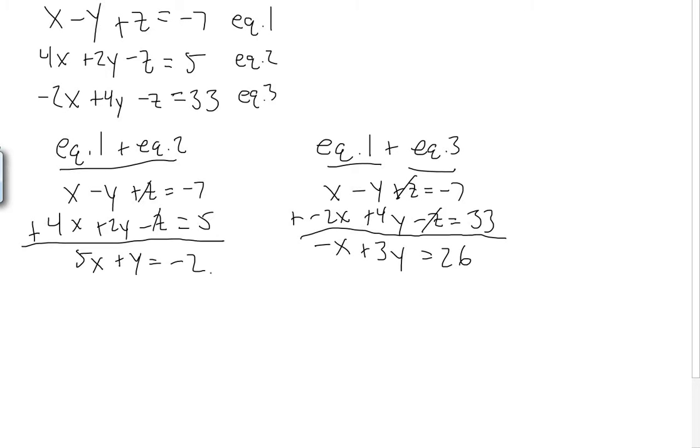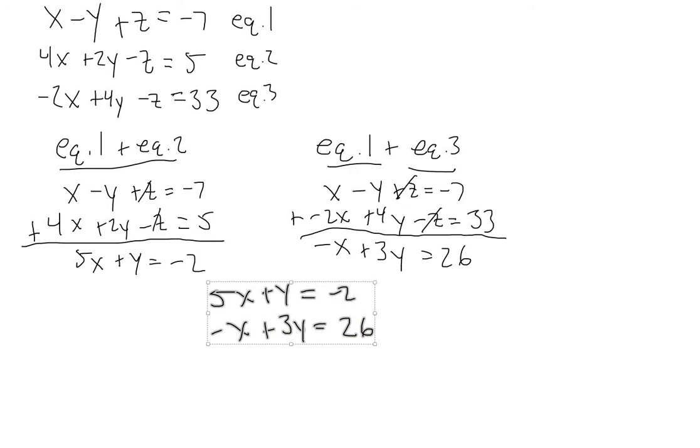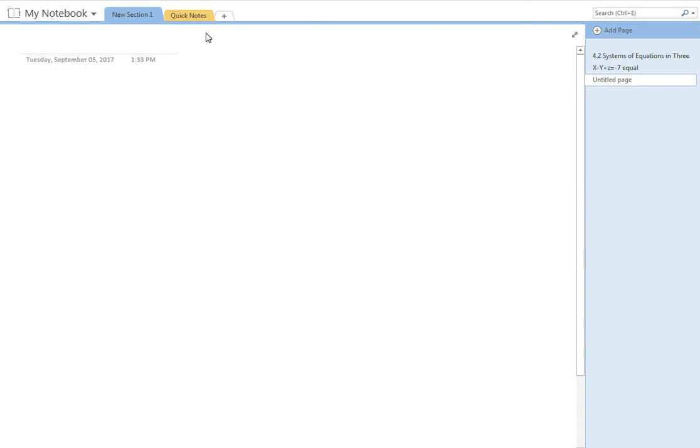So I chose 2 different pairs of equations. I eliminated the z's twice, and now I have a different set of equations in 2 variables. Some people will call this equation 4, some people will call this equation 5. I don't want you to get lost in the numbering. The idea is you have 2 equations in 2 variables. If you take 5x plus y equal to -2 and -x plus 3y equal to 26, this looks like something that we solved in chapter 4.1. So you can totally solve the system of equations in 2 variables. Maybe I'll copy it and take it to the next page so that we can solve that one.